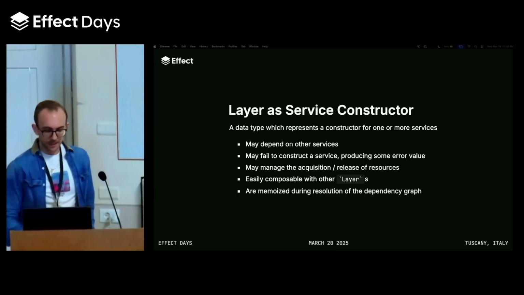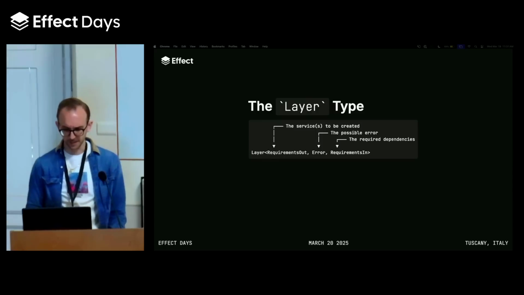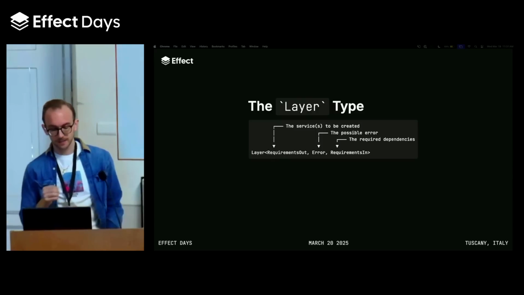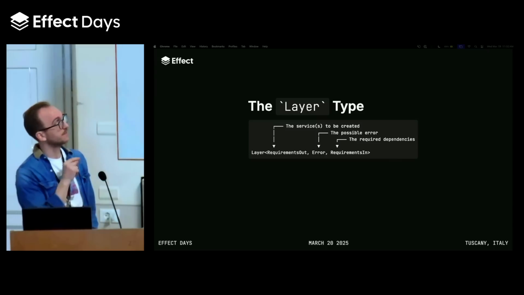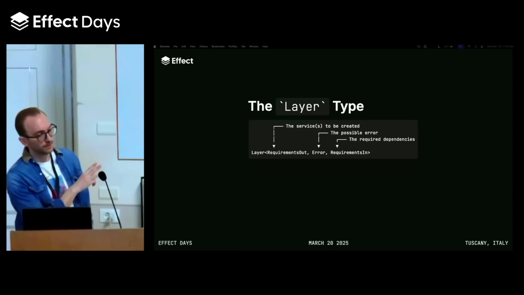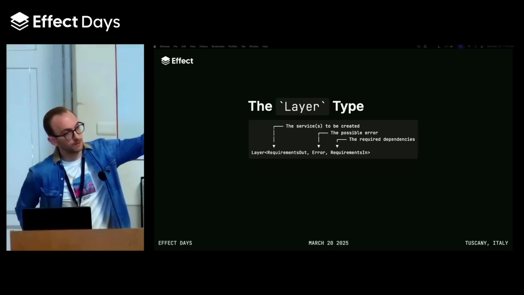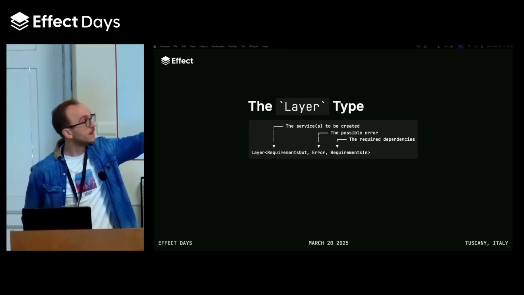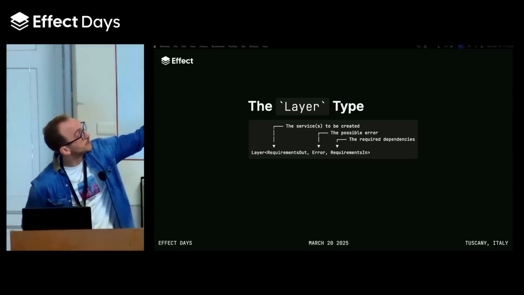So the layer type allows us to very nicely describe all of these things and solve all of these different problems. In effect, the layer type is a powerful abstraction. It allows for representing service constructors as a value. And similar to the effect type, it has 3 type parameters. It has the requirements that it produces, or requirements out, right? This is the service you're building. So the database, the cache, the file system, whatever. That's the service or services you're building.